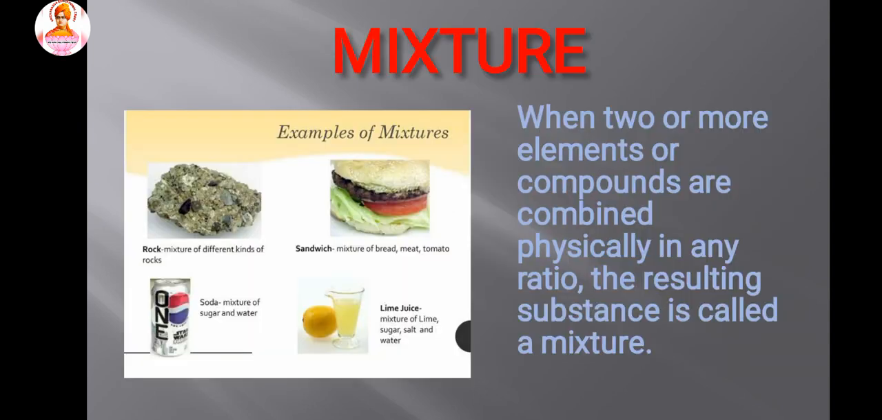Mixture. When two or more elements or compounds are combined physically in any ratio, the resulting substance is called a mixture. For example, rock, a mixture of different kinds of rocks. Sandwich is a mixture of bread, meat and tomato. Soda is a mixture of sugar and water. Lime juice is a mixture of lime, sugar, salt and water.